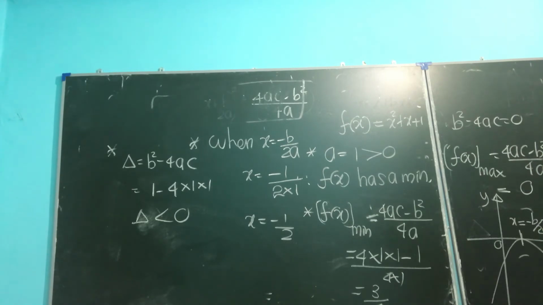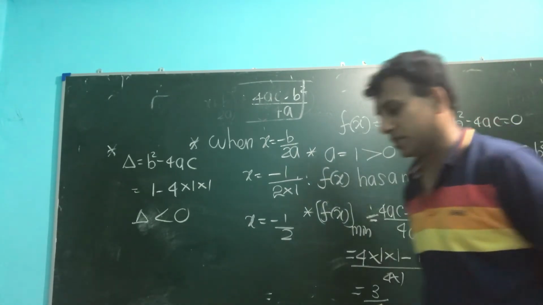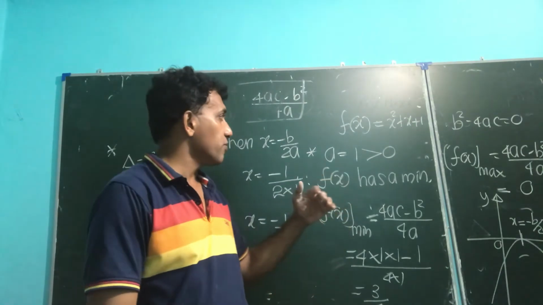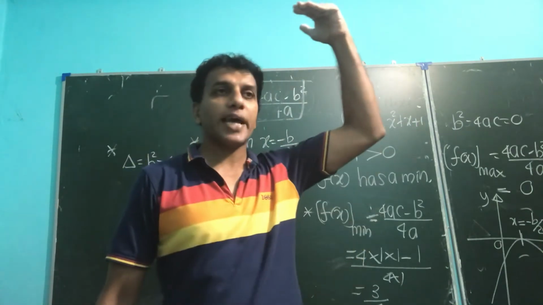Therefore, the function never cuts the x-axis. Delta negative means no real solution. The function never cuts the x-axis. So the graph is a minimum graph, isn't it? Therefore, the graph is above the x-axis.